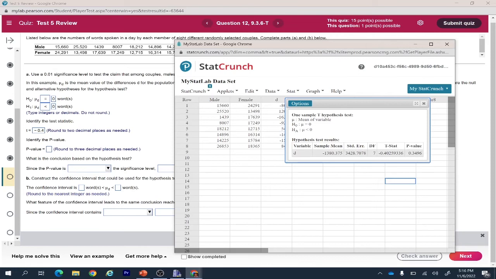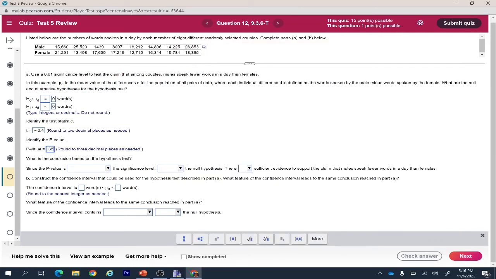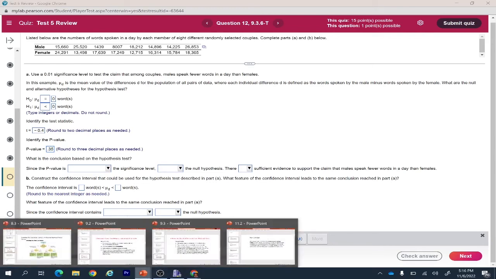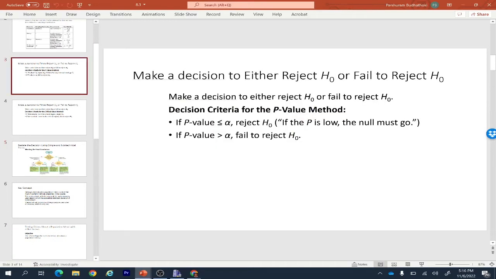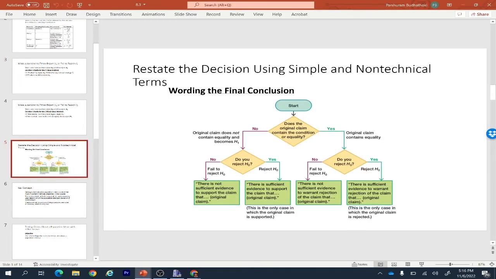P value is 0.3496, 0.349. If you round it to 3 decimal places, it would be 0.35. So as you can see here, the p value is greater than significance alpha. So p is greater than alpha, fail to reject. And for the conclusion, fail to reject.